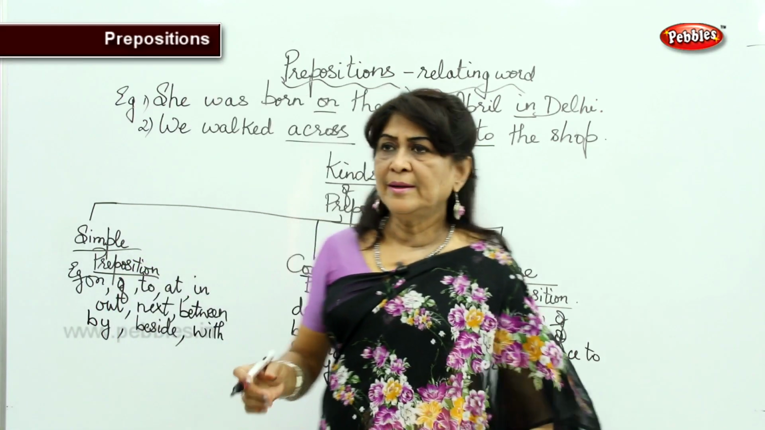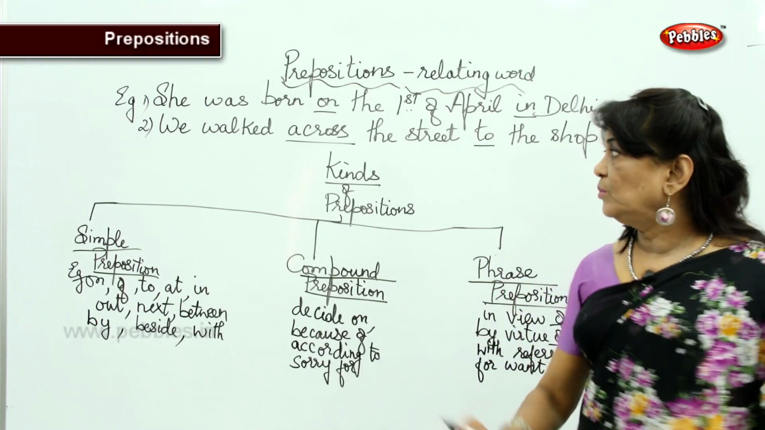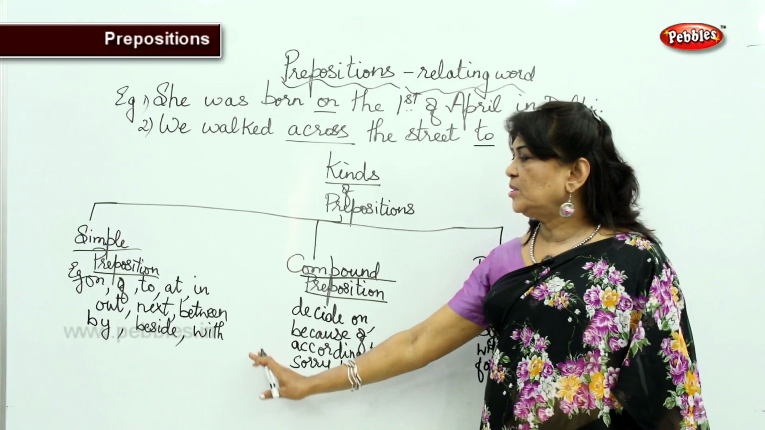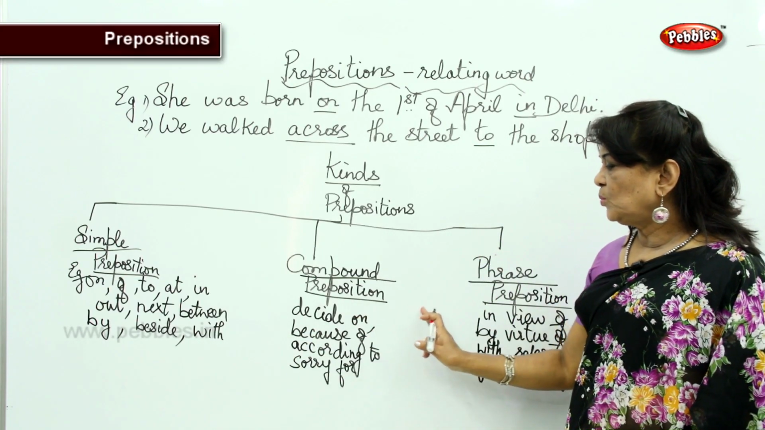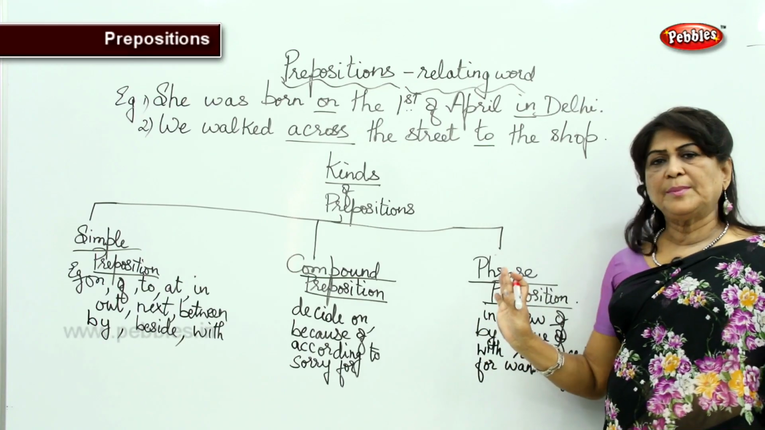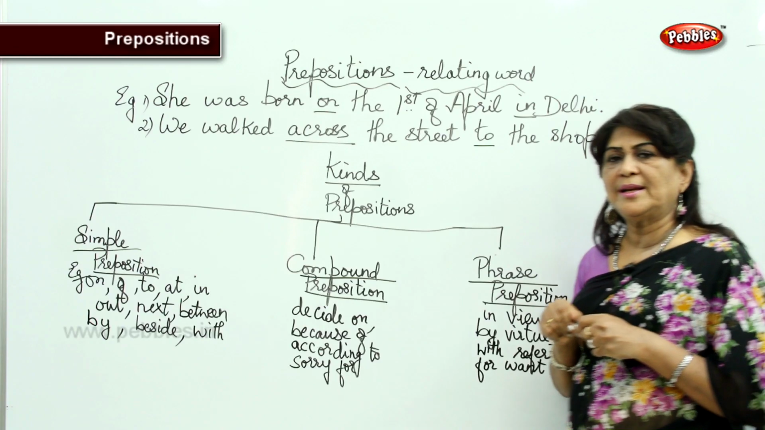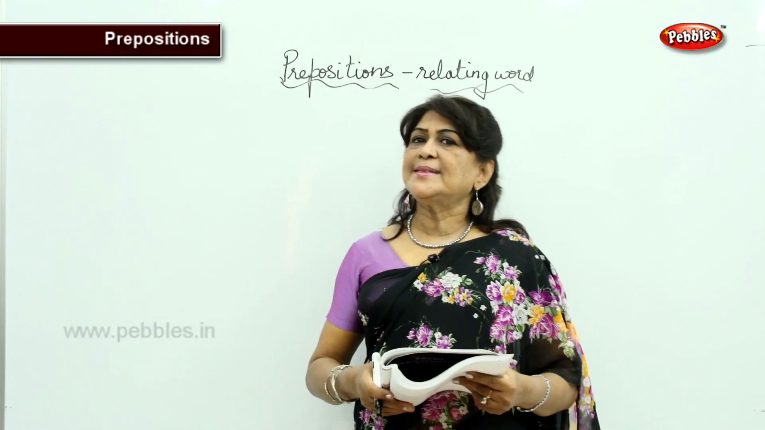So, is that clear? I am going to give you an exercise and let us see whether you can work it out properly. So, these are the simple prepositions. Compound prepositions have two words and phrase prepositions have three words in it. Okay, shall we go ahead with an exercise? Okay, shall we see some exercises now?